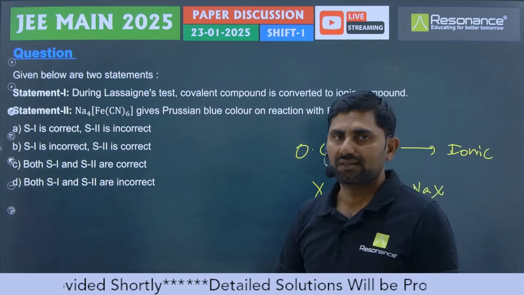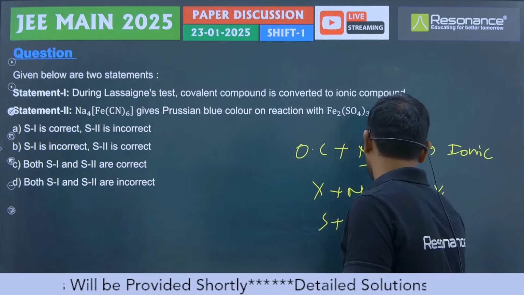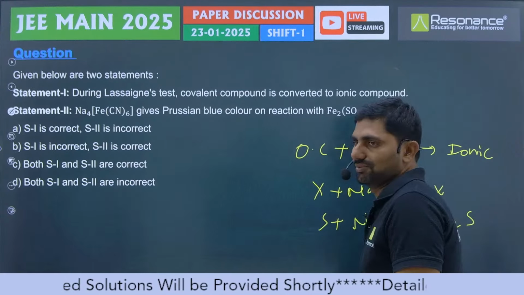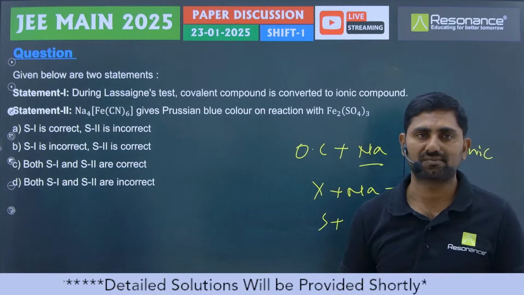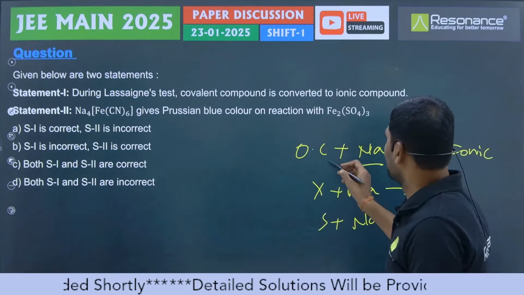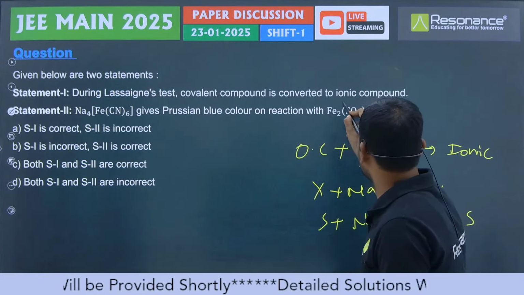Like this. Then if you have sulfur, sulfur plus Na will get Na2S. So all these are ionic compounds. Basically you have tests only for cations and anions. We don't have tests for covalent compounds directly. So that is the reason we are treating sodium metal with the organic compound, to convert it into an ionic compound.